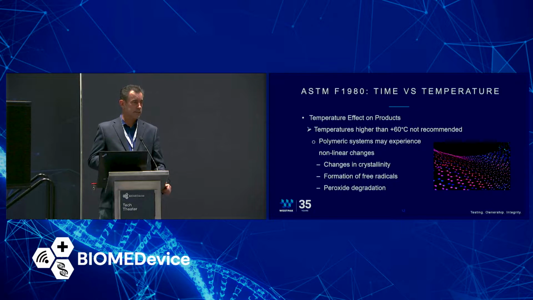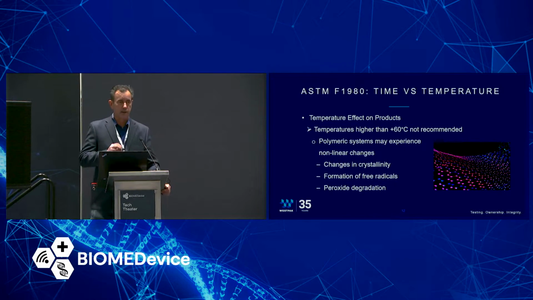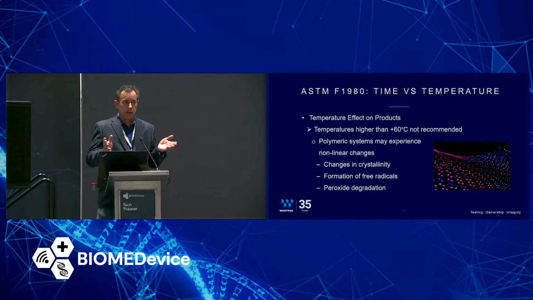But in the standard itself, it talks about temperatures higher than 60 C are not recommended. And that's due to the polymeric systems may experience nonlinear changes, changes in crystallinity, formation of free radicals, or even peroxide degradation. And what we mean by nonlinear is that it's outside the realm of the material, that the material is degrading much faster and not in a predictable manner.